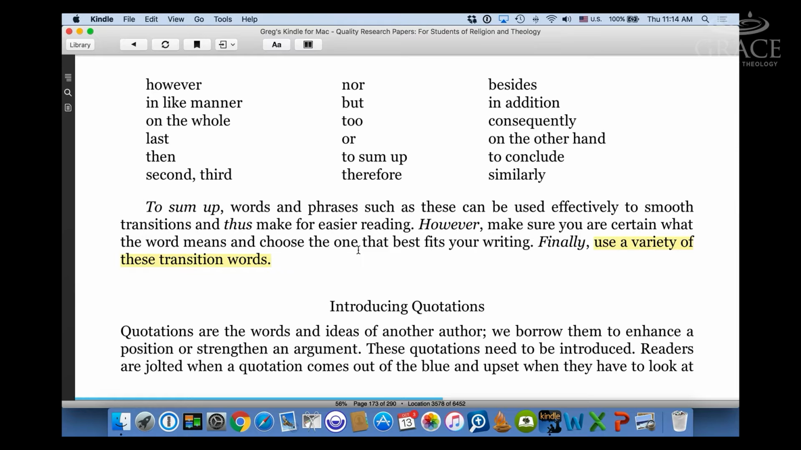Use a variety of these transition words. And I would say really use a variety of words in general. Don't use the same word like 5 times in one paragraph. Don't repeat yourself like that. Use synonyms. You've got a thesaurus in Microsoft Word, or you can have a thesaurus in a book sitting beside you, but mix it up. Have a variety of words.